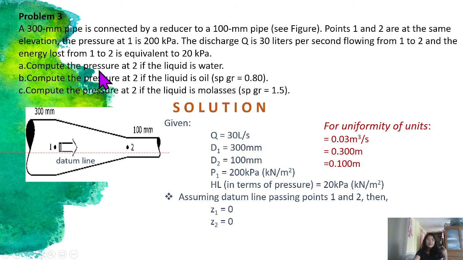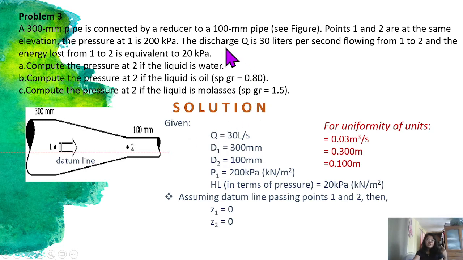Okay, so determine the pressure at 2 if the liquid is water, compute the pressure at 2 if the liquid is oil, and then compute the pressure at 2 if the liquid is molasses with specific gravity of 1.5. So, different scenarios na including 3 different liquids only. So, ang kailangan lang natin dyan hanapin, syempre, is pressure. And nakasulat naman na dito muna yung given. So, first of all, focus tayo sa given.